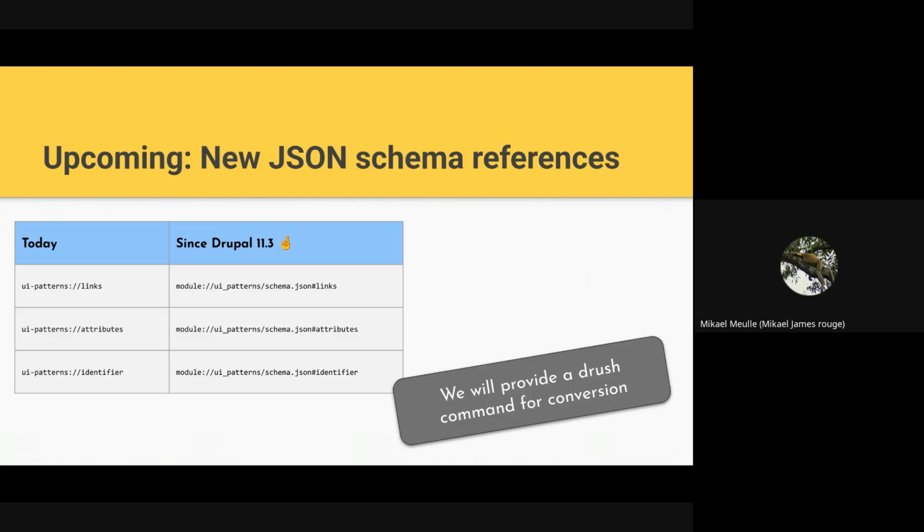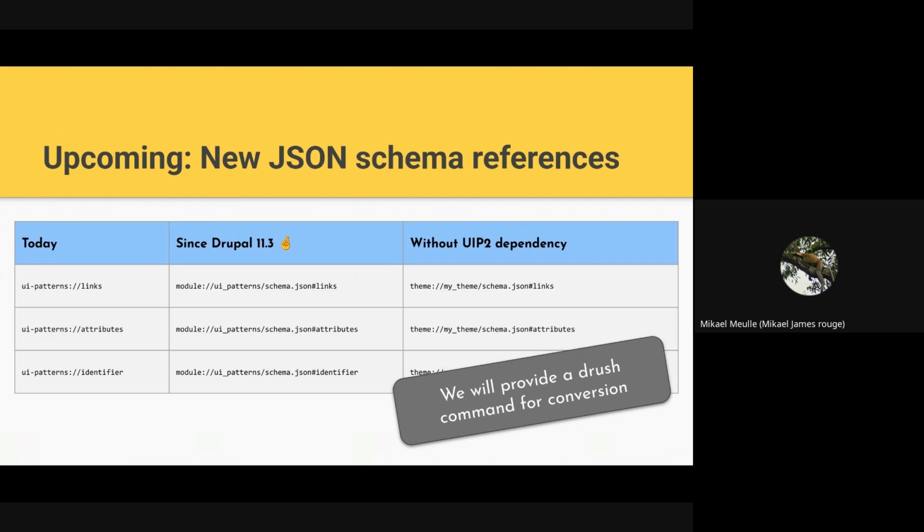So we have a lot to come now. One of the things we are excited about is the change we will do in JSON schema references. Today we are using UI Patterns schema references, and we plan to move to Drupal 11.3 core schema references. It will be nicer and it will open new opportunities later.